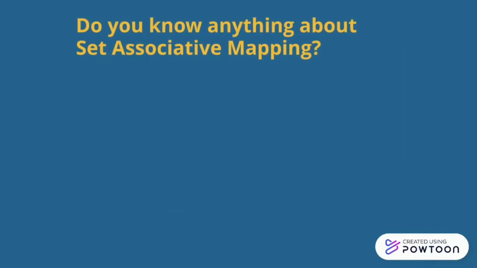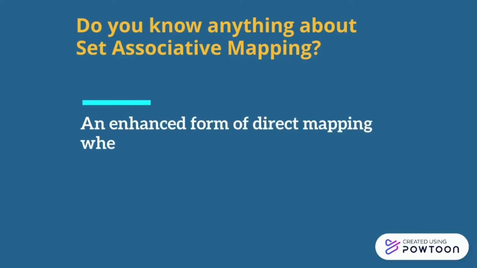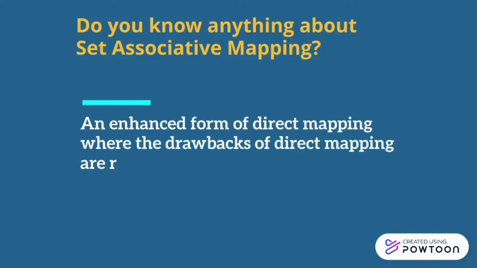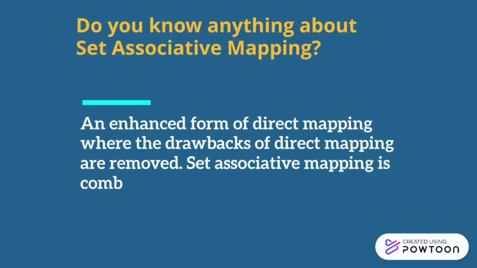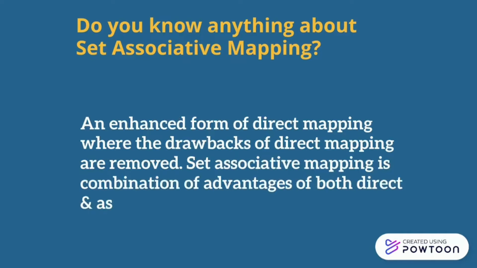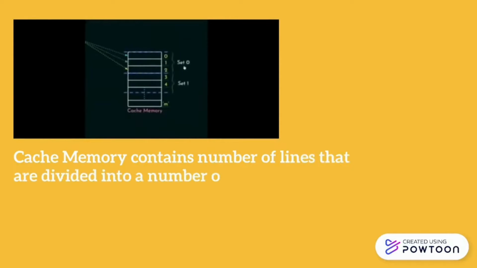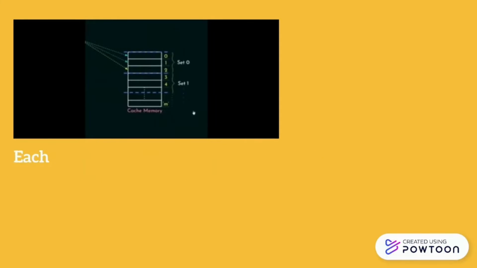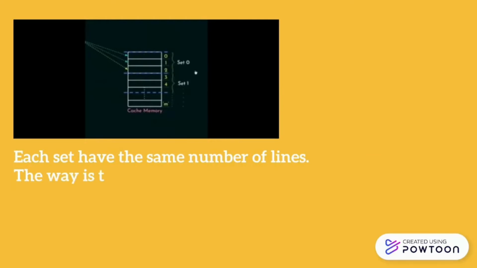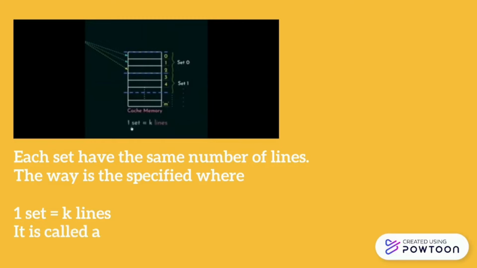Set associative mapping is an enhanced form of direct mapping where the drawbacks of direct mapping are removed. Set associative mapping is a combination of the advantages of both direct and associative mapping. The cache memory contains a number of lines that are divided into a number of sets. Each set has the same number of lines. Where one set equals k lines, it is called k-way set associative mapping.